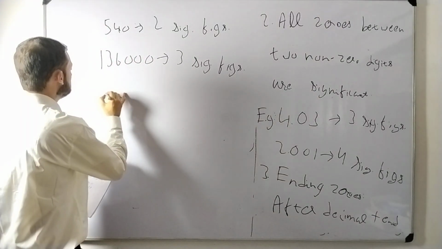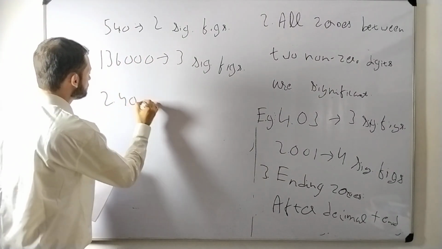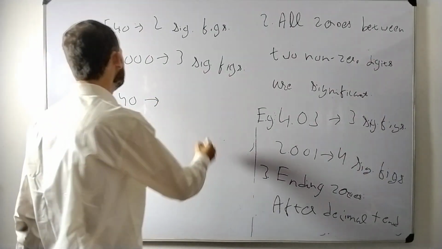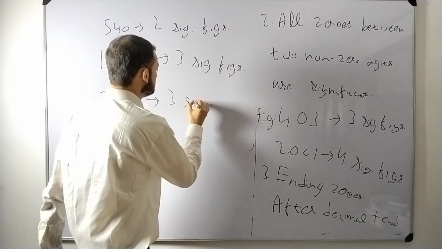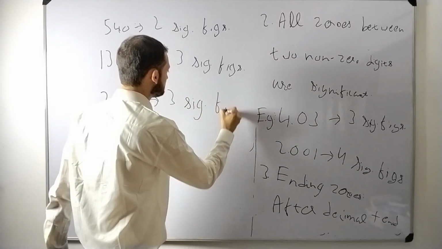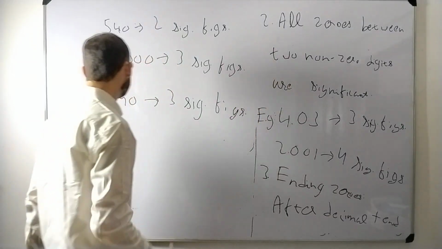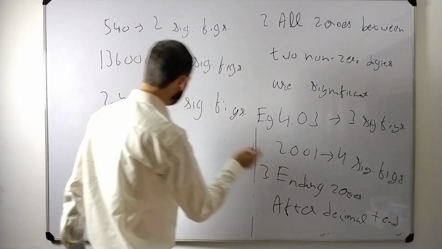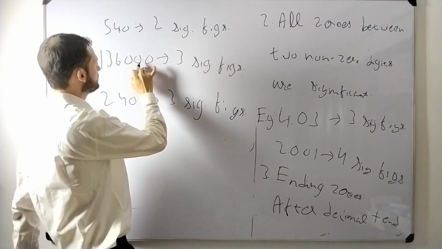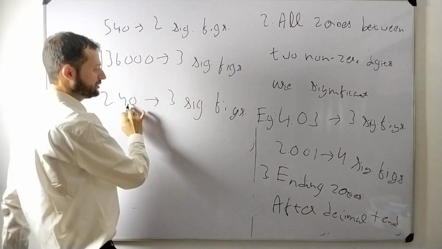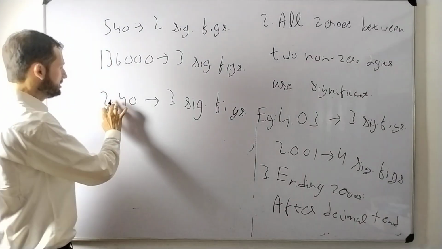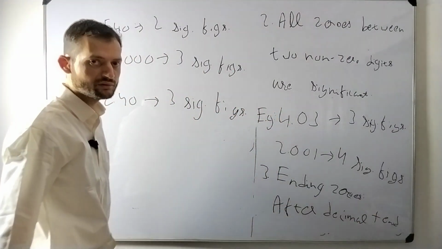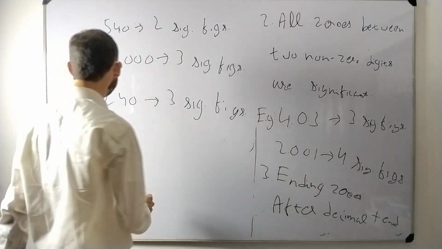Another example, what if it is 2.40, sir? Then what would you say, sir? You are making life tough for me. 3 significant figures. How, sir? Here, the zeros were not counted. Here the 0 is counted. You see, the decimal had come, and after the decimal point you have to count. Okay, so this is the basic definition.